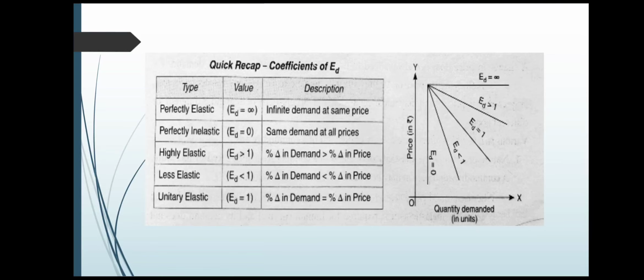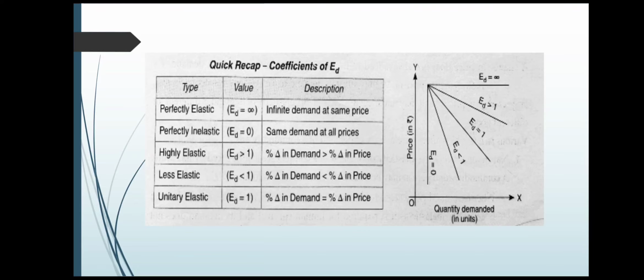The third one that we studied was highly elastic, where elasticity of demand is more than 1, and as a result we can see that the percentage change in demand is more than percentage change in price. The fourth one is less elastic demand, where elasticity of demand is less than 1, which means that percentage change in demand is less than percentage change in price.